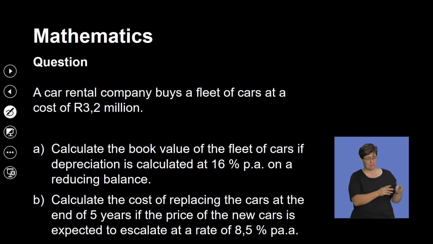And also, one last question that you will need to please look at is, if they say a car rental company buys a fleet of cars at a cost of 3.2 million, you need to calculate the book value. Remember, book value will be the depreciated value. If the interest is 16% per annum on a reducing balance, you will always be told. I will keep on emphasizing. Then lastly, calculate the cost of replacing the cars at the end of 5 years.